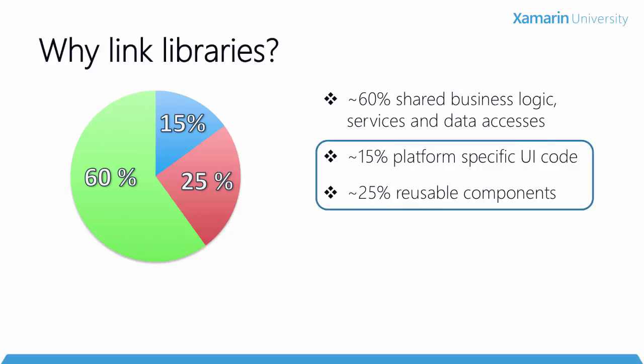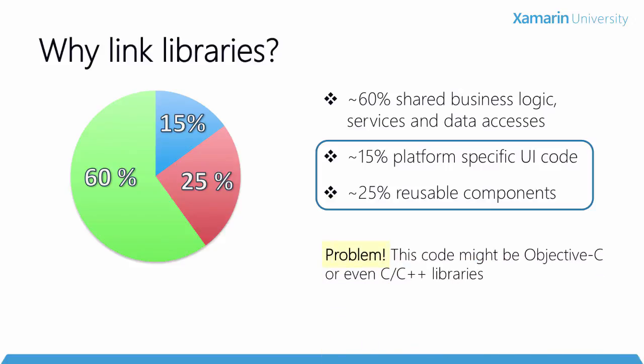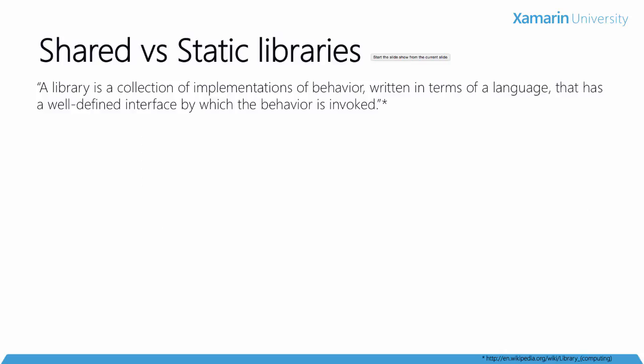So this can be either showing an alert, which is customized, or it could be domain-specific components that we reuse across our applications in an organization. The problem with these components is that they very much likely can be or might be Objective-C or even C or C++ libraries. And the question we now have is, how do we bring those components into our applications, which is now written in C#? How do we wrap them and use them in our apps? To answer this question, we need to look at how we create libraries.